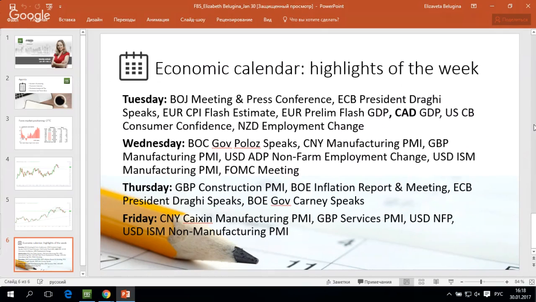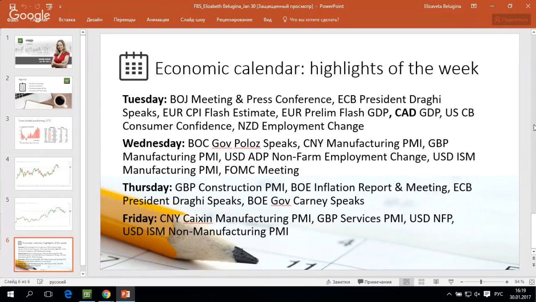There will be Chinese manufacturing PMI, an important indicator for the market risk sentiment. And here we should note that this week Chinese markets are closed because of the Lunar New Year holidays, and this leads to the fact that the amount of liquidity during the Asian session is lower, so movements during the Asian session and during the release of Chinese manufacturing PMI will be more volatile than usual, so you have to be cautious about that.